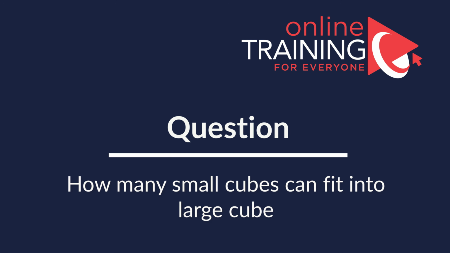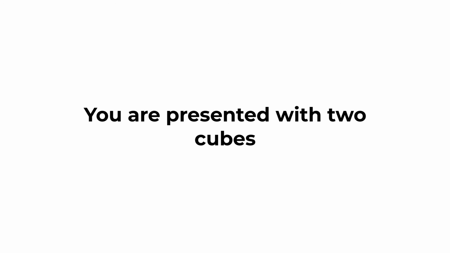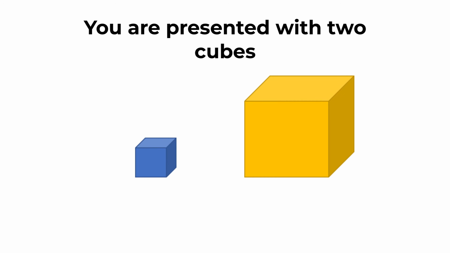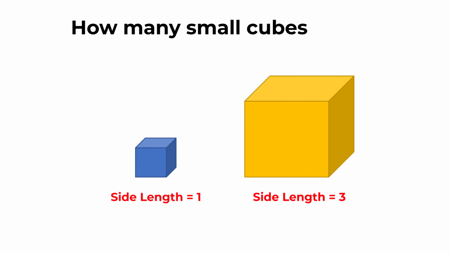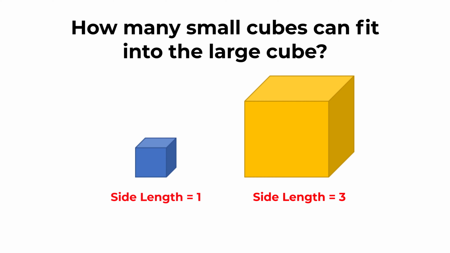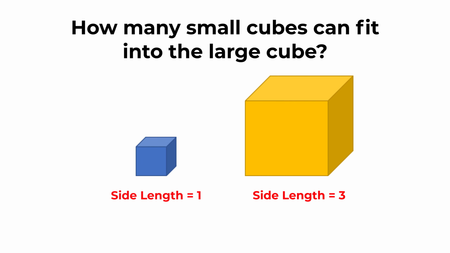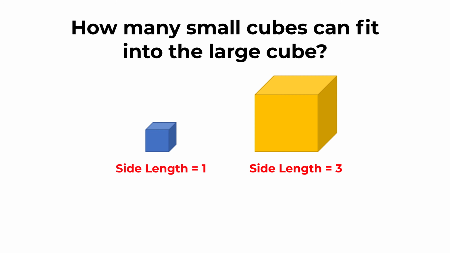Here's a cool question which you frequently see on the test. You're presented with 2 cubes. One cube has side length equal 1 unit, and the second cube is a larger cube and it has side length equal 3 units. So the question is, how many small cubes can fit into the large cube? And you have 4 different choices. Choice A, 9, choice B, 18, choice C, 27, and choice D, 81.